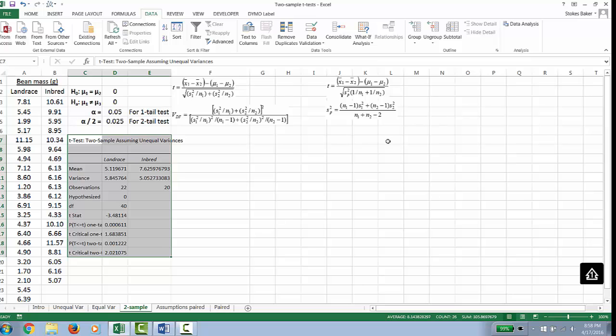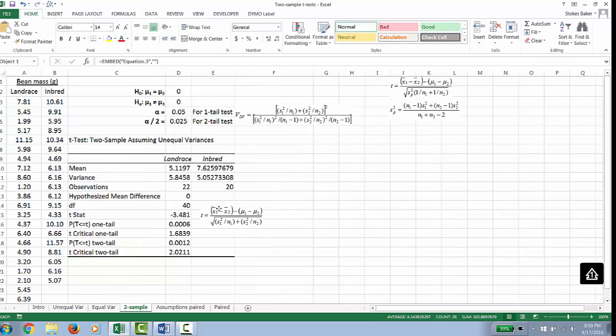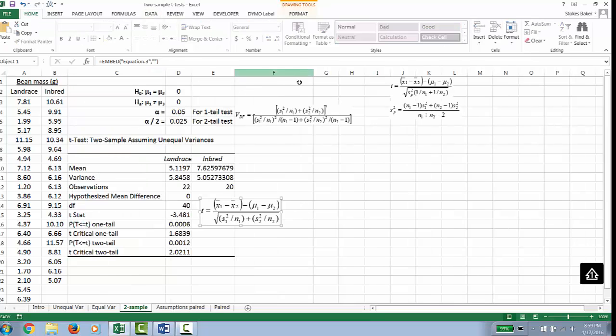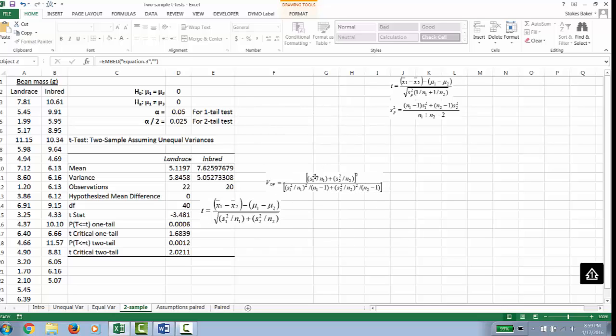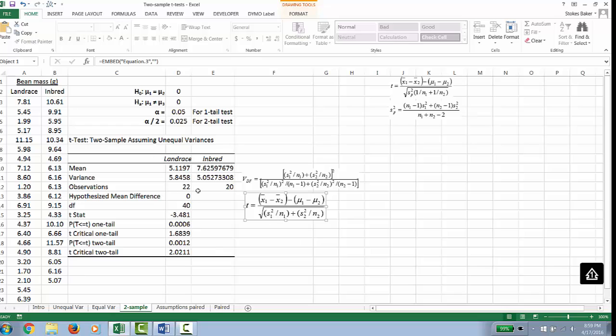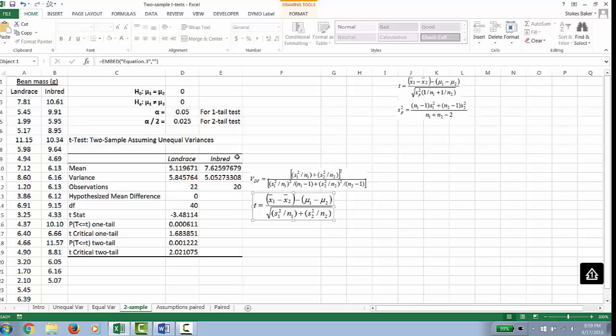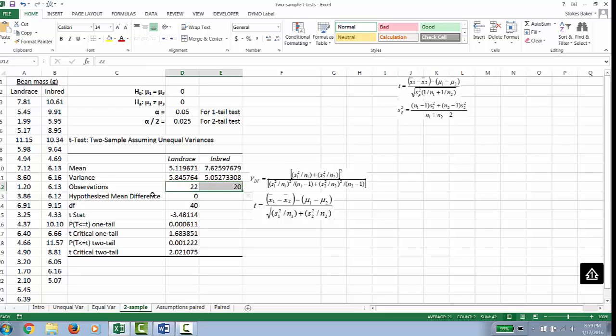And the calculations are done. This is the equation we're using for t, and this is the equation that we're using to do our weighted variances. Again, one of the nice things about Excel is it does it very quickly. Here are our two sample means, the variance, our sample sizes, and the hypothesized mean difference, which was 0.